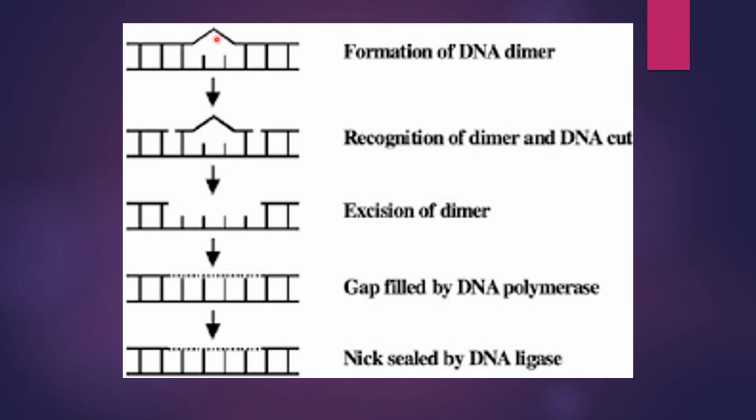In the previous slide I exposed the nitrogenous bases. In the full-form stage, you can see the dimer is formed over here. The dimer is recognized and the DNA is cut, and that portion which was formed as a dimer is excised. Then DNA polymerase fills up the gaps, and small nicks are sealed by DNA ligase.